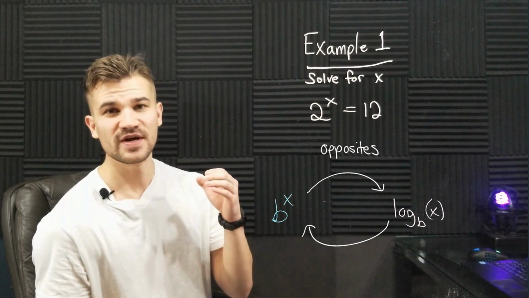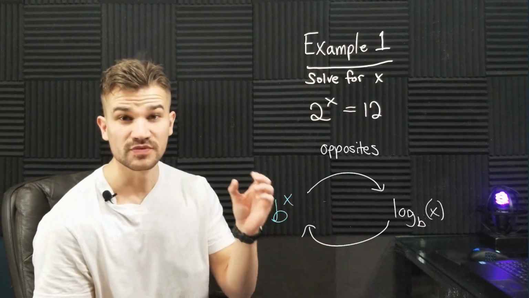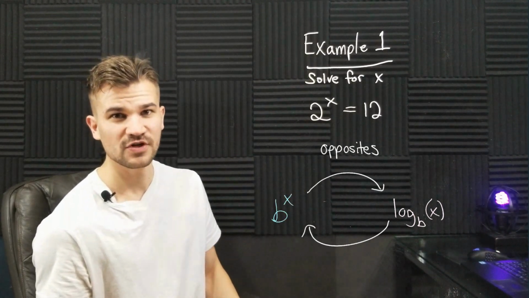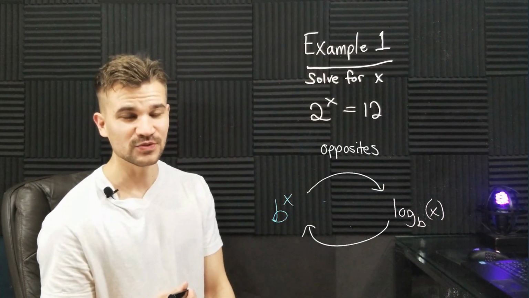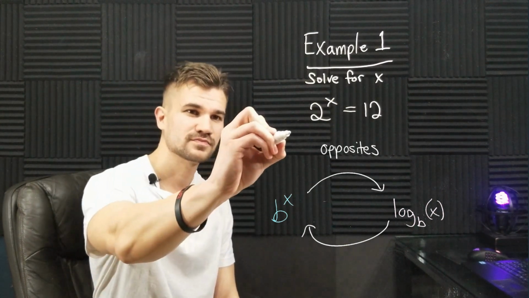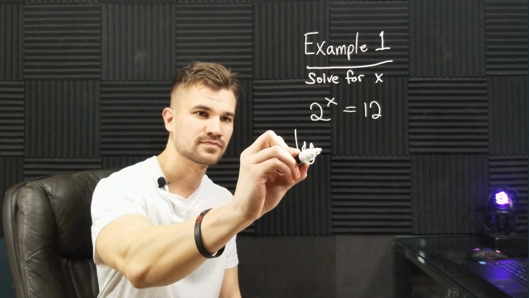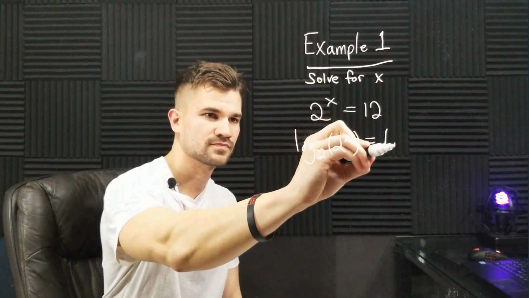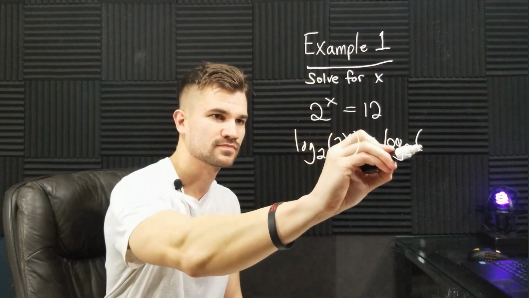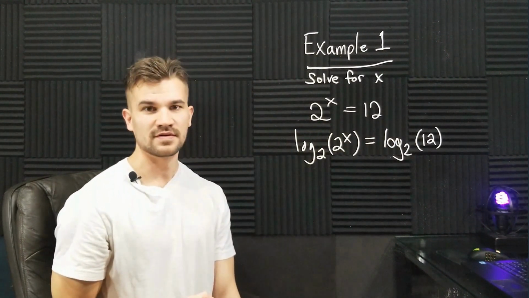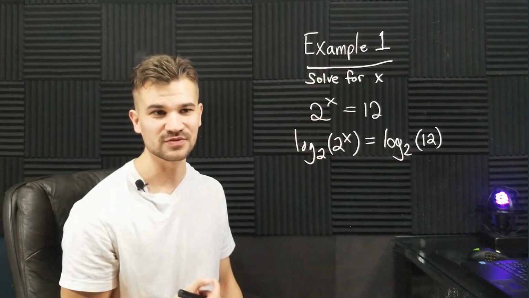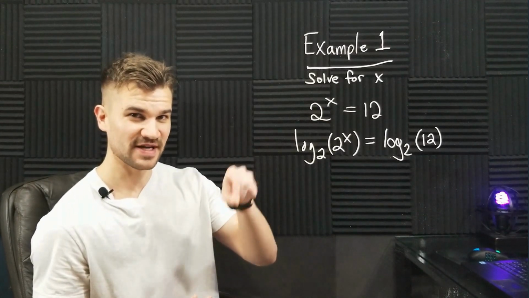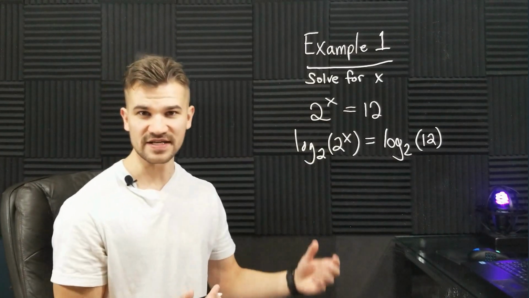So, just like if the equation said x plus 2 equals 12, we would subtract 2. Since this equation reads 2 to the x equals 12, we're going to take the logarithm of base 2 of both sides. Now, just like if you add 2 and subtract 2, nothing happens. If you take the log base 2 and then exponentiate with a base of 2 to the x, you just have x.